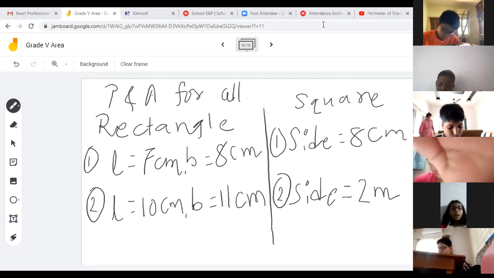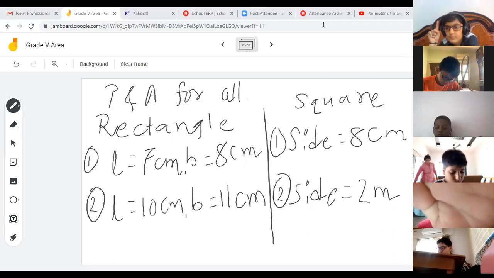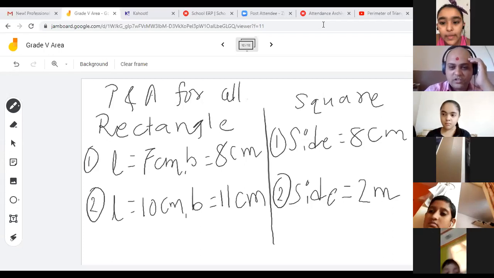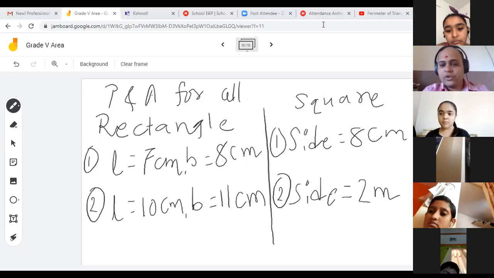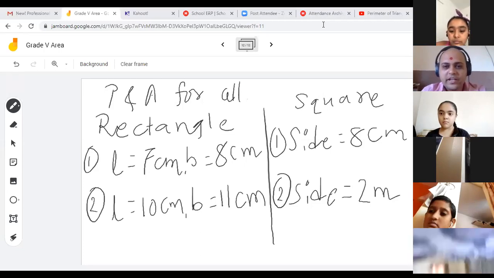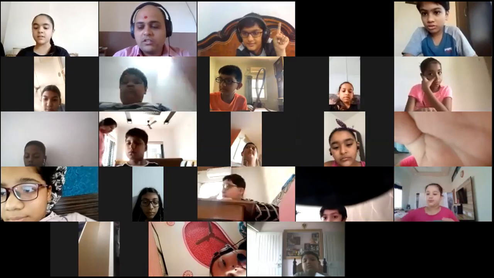Yes, Siddhi, tell me, what is your question? Sir, every chapter you send the definitions of the chapter. So when will you be giving the definitions of this chapter? Okay, no problem. That will be coming soon, with all the class notes. All right, then that's it for the day. Tomorrow you will get the rest of the problems. Yes, Akshat, you want to say something?